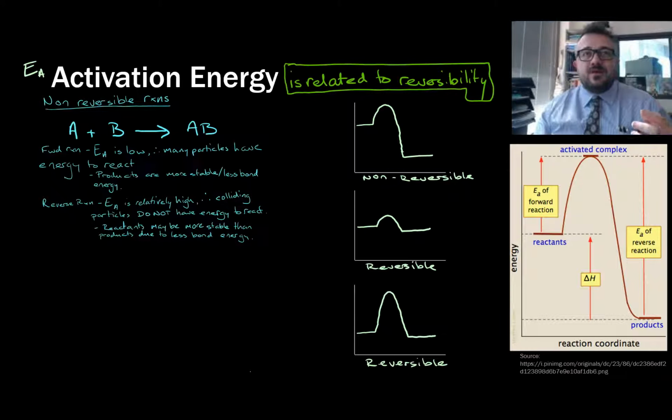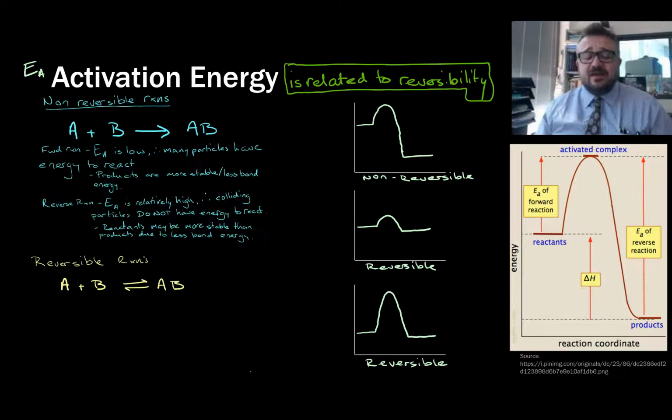So the activation energy for the forward reaction is easily achieved. So the reactants keep bumping into each other and colliding and reacting. Whereas going backwards, they don't reach that activation energy. So they're less likely to collide with enough energy, and eventually they'll use up all of their reactants in the forward reaction, not the reverse reaction. So it'll go to completion.